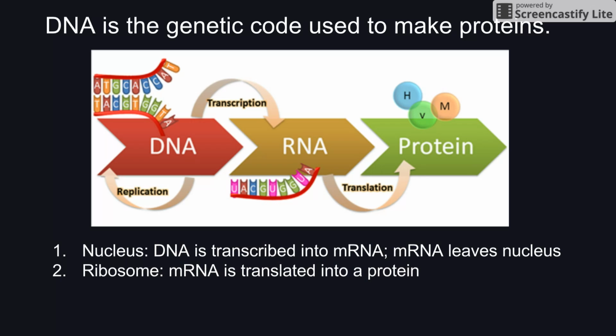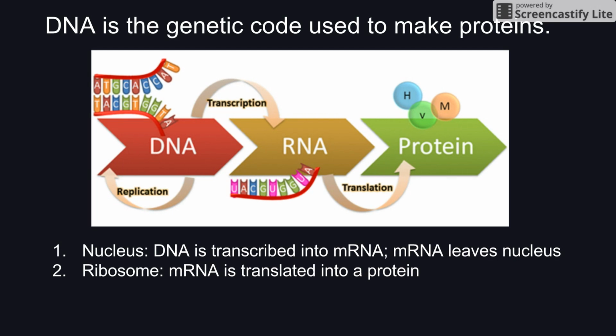DNA, in addition to just making copies of itself, is also used as the code to make proteins. So remember we talked about how DNA inside of the nucleus can be rewritten or transcribed into mRNA, and then that mRNA message can leave the nucleus. It will go to a ribosome where it will be translated into a protein.